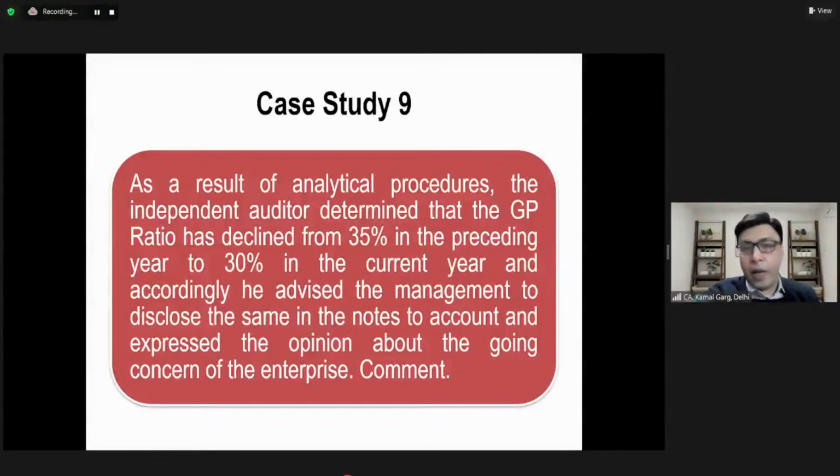I give you 30 seconds to respond back whether auditor is correct, whether GP ratio is the only indicator to comment about inappropriateness of going concern.